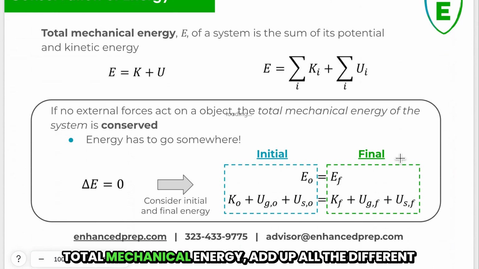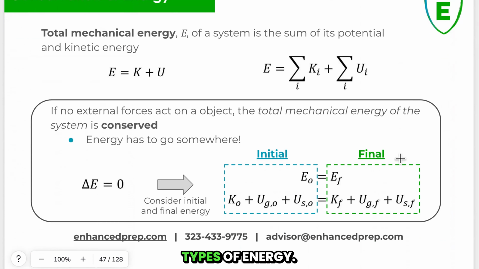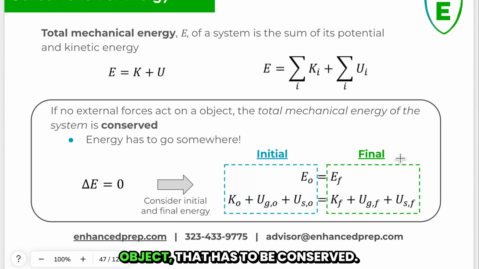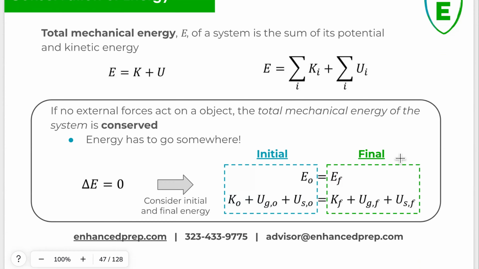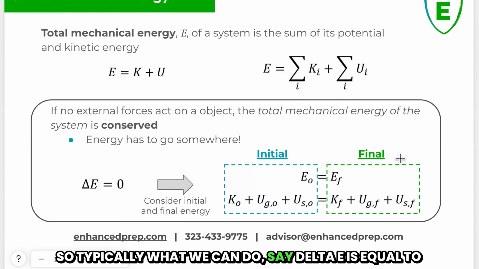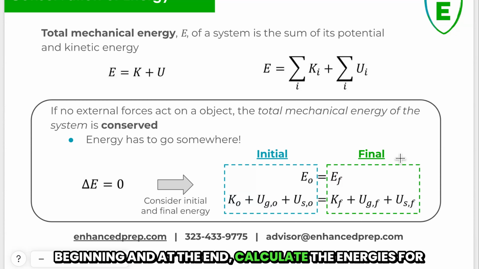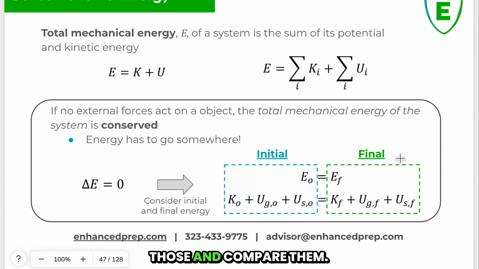Total mechanical energy: add up all the different types of energy. If there are no external forces that act on an object, that has to be conserved. Energy needs to go somewhere. So typically what we can do is say delta E is equal to 0, or really just take a snapshot at the beginning and at the end, calculate the energies for those, and compare them.